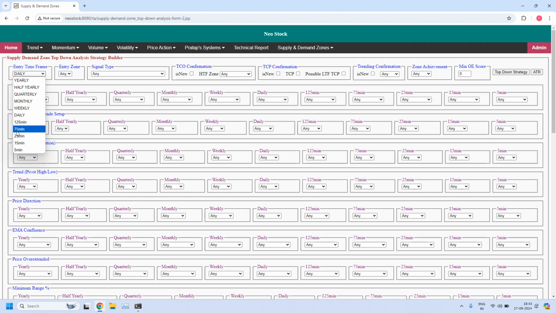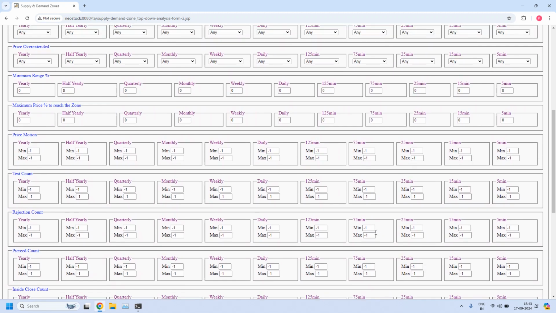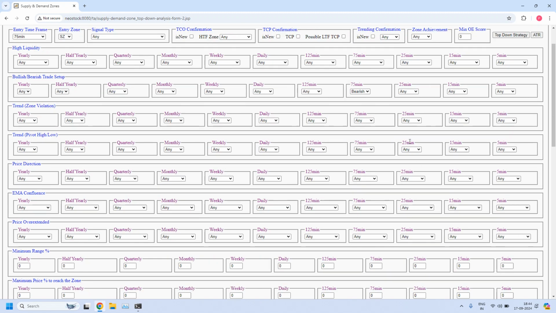So next report, bearish trade setup for weekly income trade. So entry time frame is 75 minutes, so entry zone is supply zone, bullish or bearish trade setup at 75 minutes. I am selecting bearish, and this 75 minute supply zone should not be pierced. So in the pierced count, 75 minutes time frame, I am setting minimum value 0, maximum value 0.